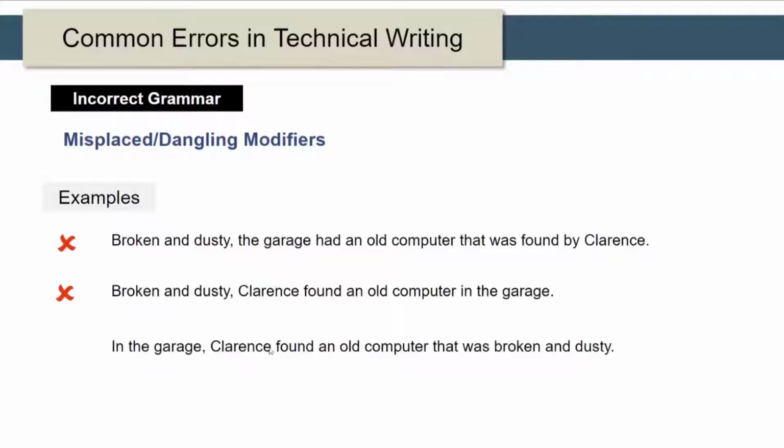A better way to write this would have been: in the garage, Clarence found an old computer that was broken and dusty. Or you could have said: broken and dusty, an old computer was found by Clarence in the garage. Perhaps that also would have been okay. The point here being that the descriptor should be close to the correct noun that it is describing.